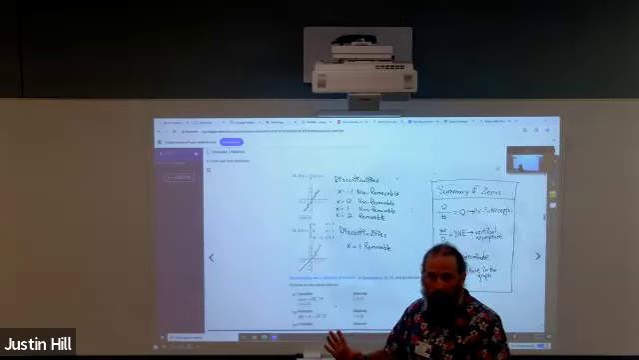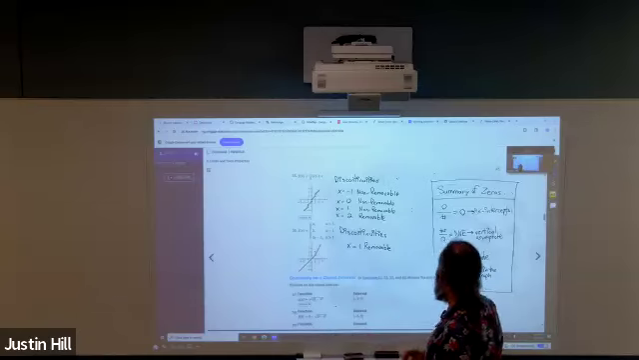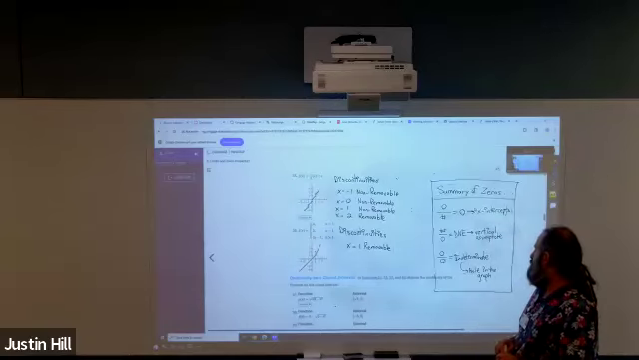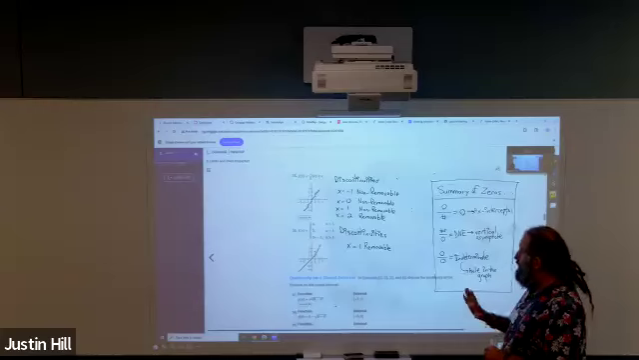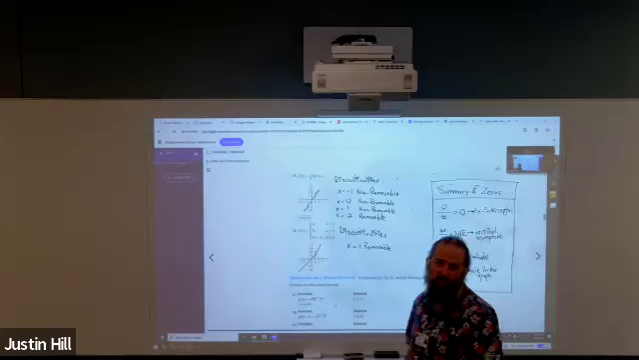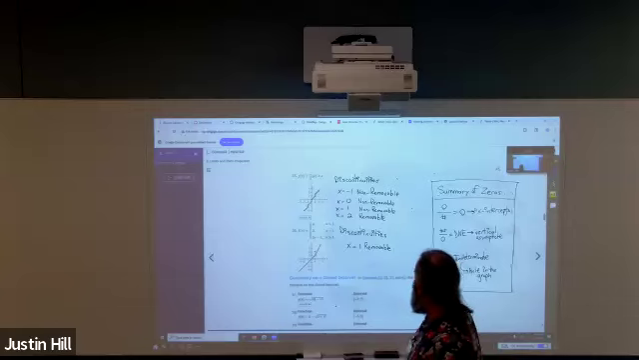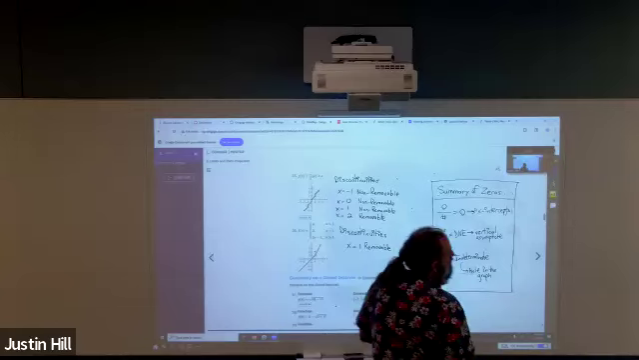Again, not all holes in the graph are removable discontinuities. But we're just going to look at some specific problems where it will work out. Anyways, so let's look at those problems.